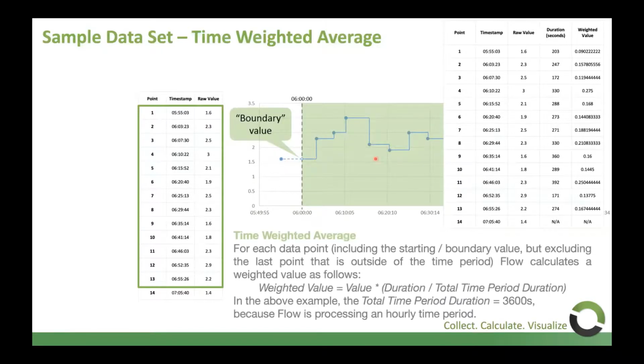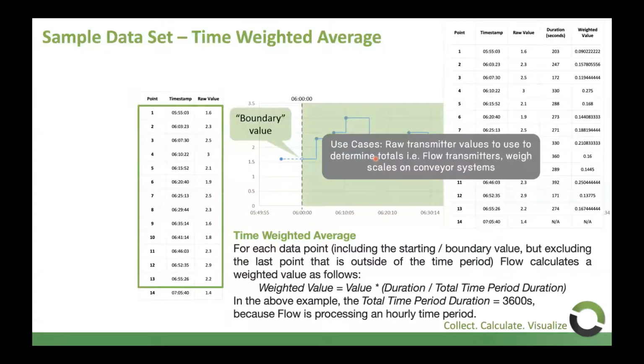Okay. All right, so we'll do that equation. We'll take the duration that it's in this point, and divide it by the total duration of the period. In our case, it's an hour. So we'll divide that by 3,600 seconds, and that will give us the weighted value, and then we'll add all the weighted values together to give you the total time-weighted average for the hour.